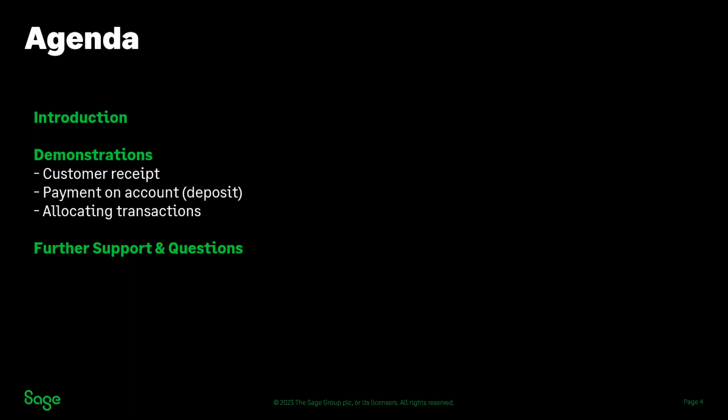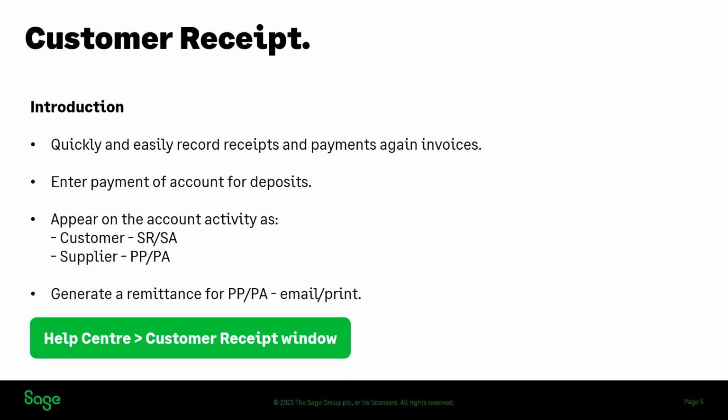Right, let's get stuck in then. I'm going to start with a little bit of background. Customer receipts is a quick and easy way to record receipts and payments against invoices in your software. We're going to run through that screen and explain the various options that you've got available to you. You can use it to record payments on account, or what you'd more likely refer to as a deposit, either coming in against a customer or a deposit that you're making against the supplier.